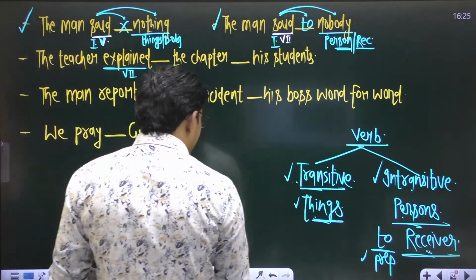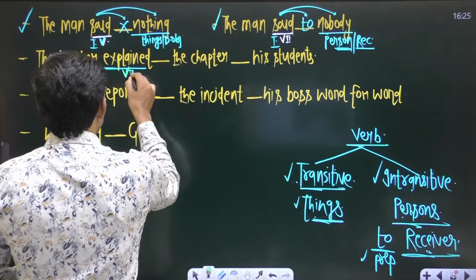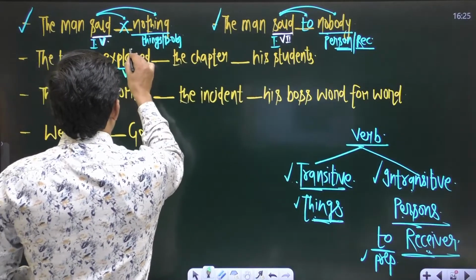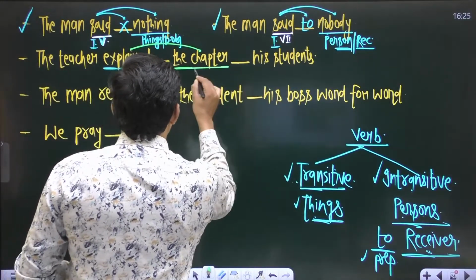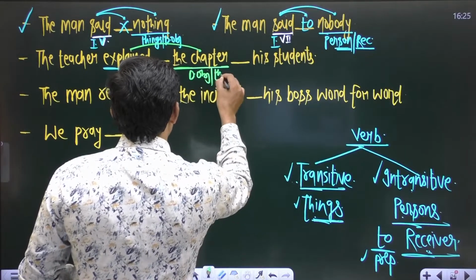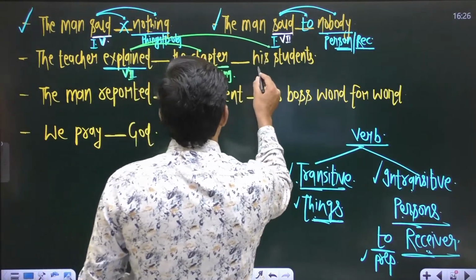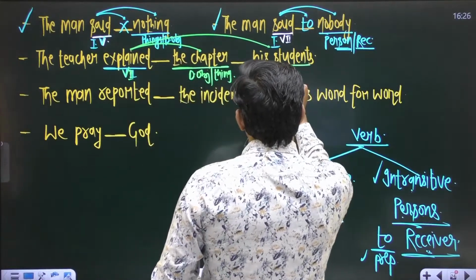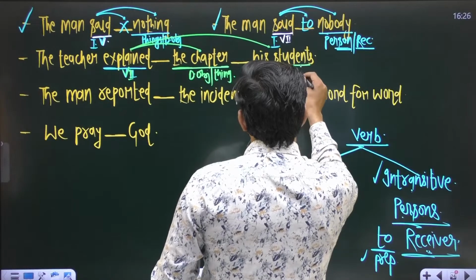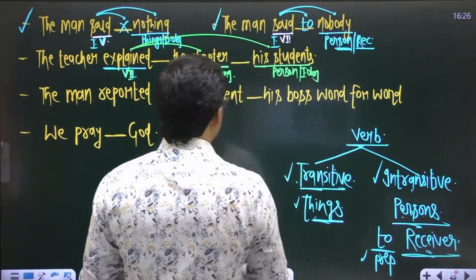So the same thing happens in the next sentence. If you talk about this verb explained, after this verb we have a direct object. Direct object means which denotes things, and this verb has another object, this object, his students, denotes persons, and the object which denotes persons is always an indirect object, right?